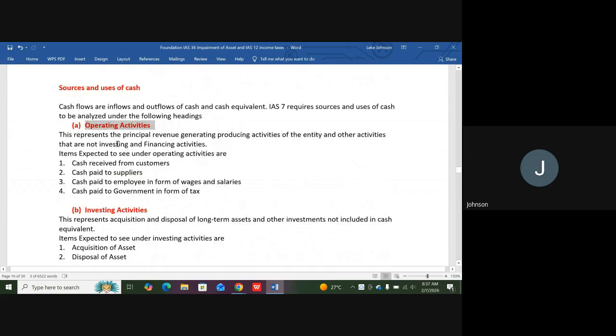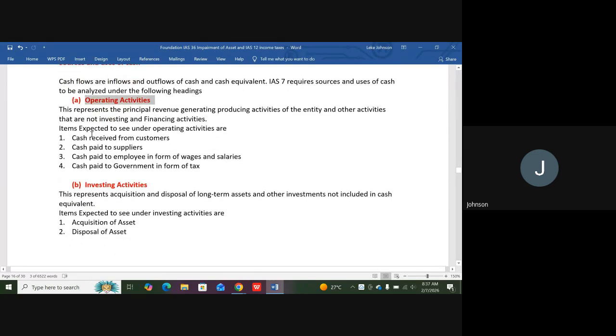The first one we're looking at is the operating activity, and we've already mentioned that it is the revenue generating activity of the organization. So the items expected to be seen under these operating activities are these four items. Under operational activities, there are four items that are expected to be seen. Number one, we talk about cash received from customers.